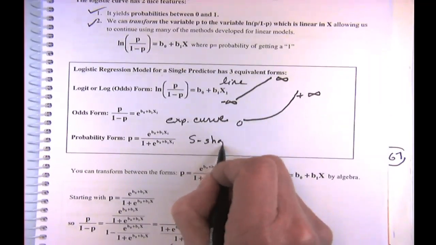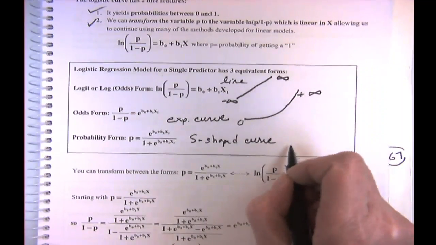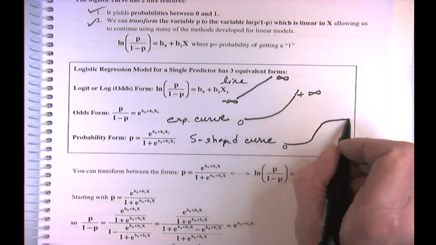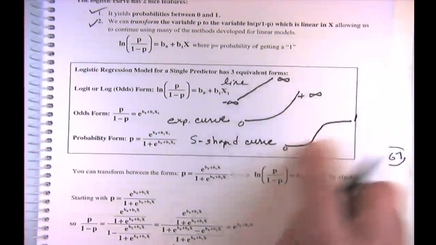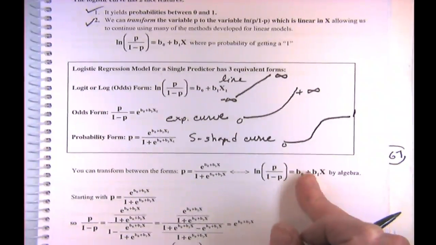And it has its limits. The smallest it can be is 0. Then it gets real steep in the middle, and then it flattens out again at 1. It never reaches past 1. All right, so those are our three forms.